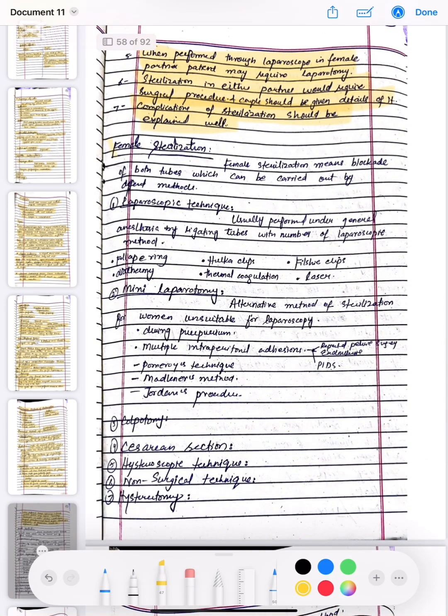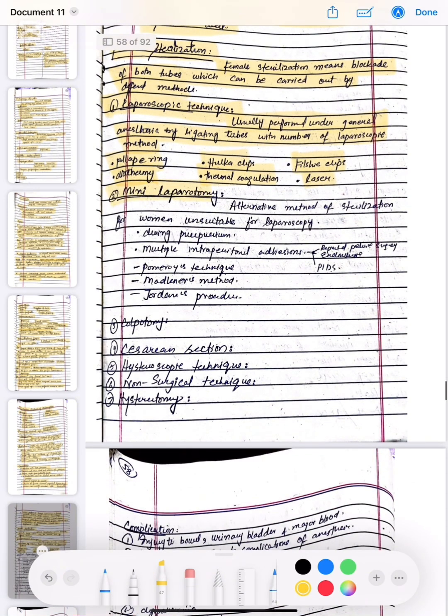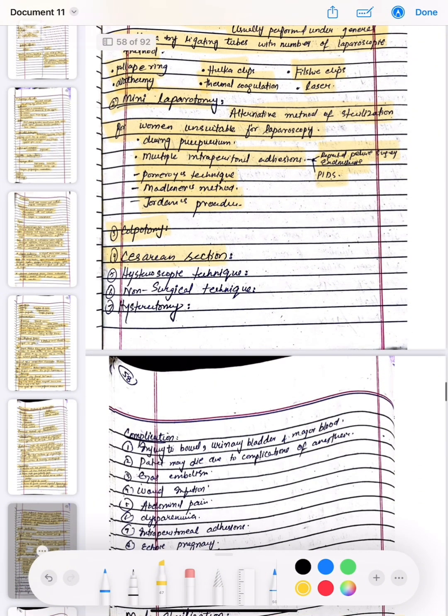Now, female sterilization means blockade of both tubes, which can be carried out by different methods. The laparoscopic technique is usually performed under general anesthesia by occluding the tubes with a number of laparoscopic methods. These are Falope rings, Hulka clips, Filshie clips, diathermy, thermal coagulation, and laser. Then mini laparotomy is an alternative method of sterilization for women unsuitable for laparoscopy: during puerperium, with multiple intraperitoneal adhesions, that is repeated pelvic surgeries, and endometriosis and PIDs. The Pomeroy technique is applied, that is Madlener's method and Irving's procedure. Colpotomy, cesarean section, hysteroscopic techniques, non-surgical techniques, and hysterectomy are also done.